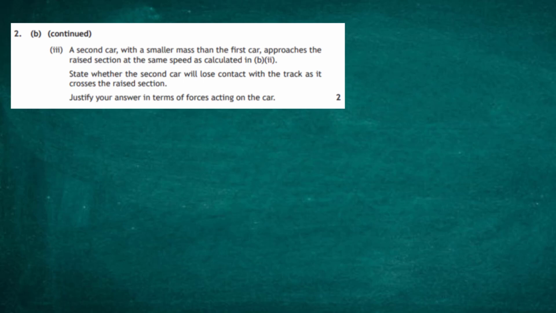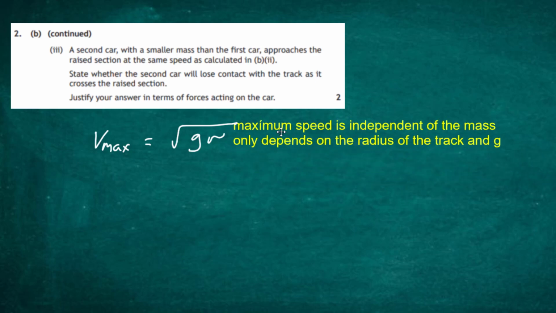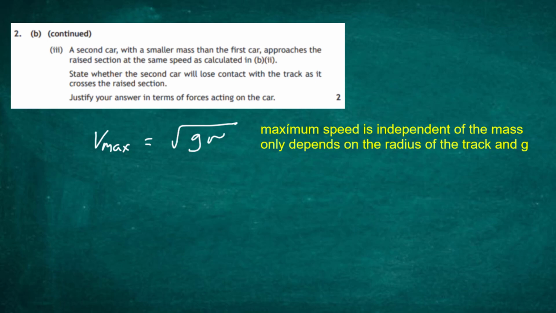Well, if we go back and look at our condition for the car to stay on the track, it must have a speed less than a maximum speed equal to the square root of g times r. If the speed of the car is less than that, it will hold on to the track. If the speed of the car is greater than Vmax, it will leave the track because the normal force will be in fact reduced to 0. So in this situation, we see that the maximum speed is really independent of the mass. It only depends on the radius of the track and g itself.